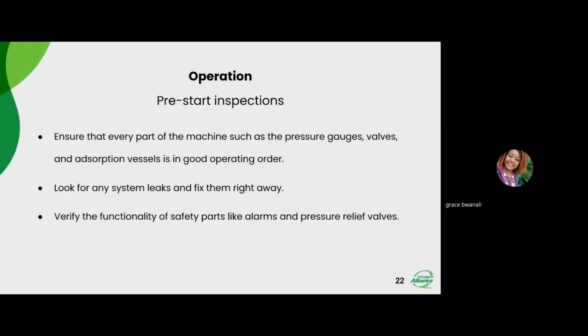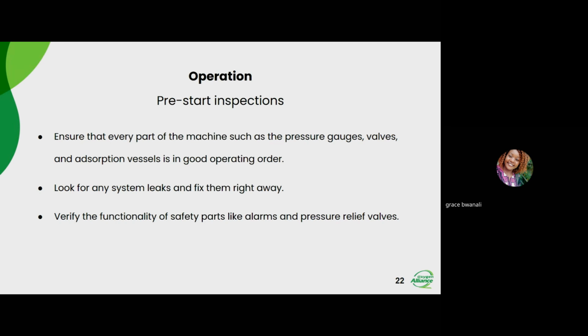So on the pre-start inspection, we do this normally to ensure that every part of the machine is in good operating order. We check the valves, we check the pressure gauge. We also have to check if there are any leakages before we start running the plant. As we know, valves like the relief valve are there to prevent excess pressure from building up. If we have a relief valve that is not working, it means we cannot know when there is a malfunction in the machine. So we have to make sure that the valve is working.